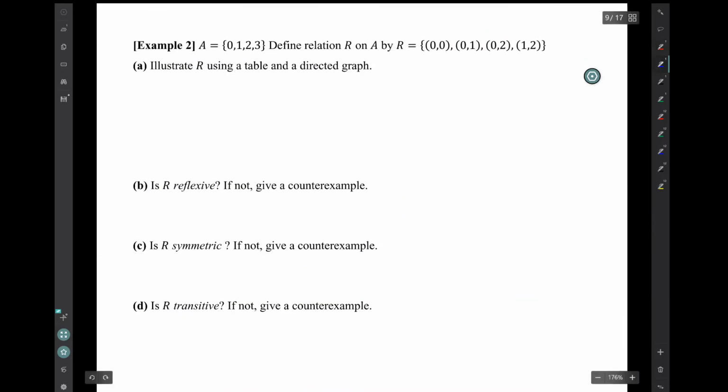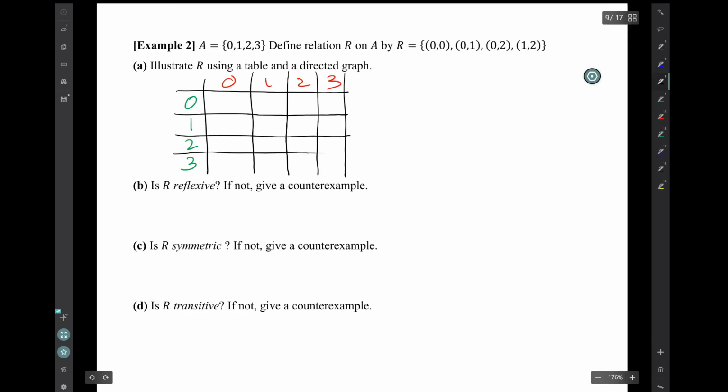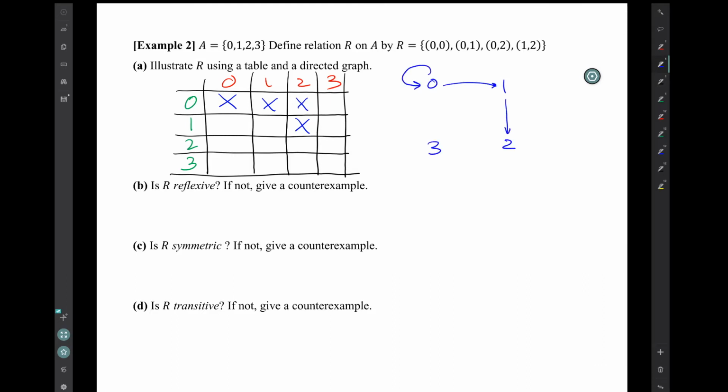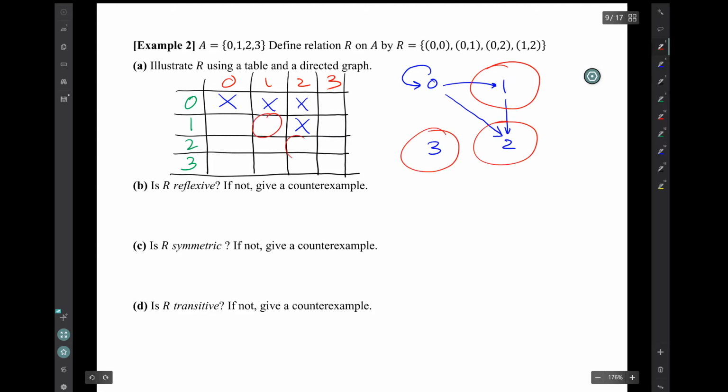Let's go on. Example 2. The same set A, 0, 1, 2, 3, define relation R to be this set of ordered pairs. So again, we're going to illustrate R using a table and a graph. All right, there's our table, there's our graph. Is R reflexive? You can see clearly that it's not because there's no loop there, there's no loop there, there's no loop there. These cells on the diagonal are not filled in, same thing. So we just need to give one of those as an example that illustrates why R is not reflexive.